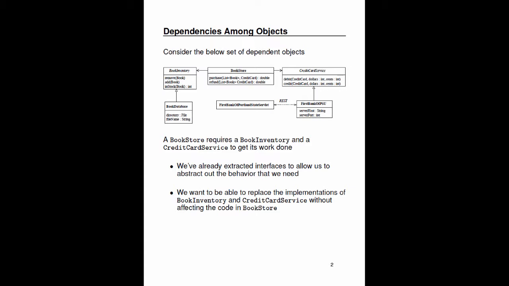In book inventories, you can add books, remove books. You can ask whether or not, or how many books are in stock. And let's say that book inventory is implemented by a book database. Let's say everything is stored in a file in that book database.